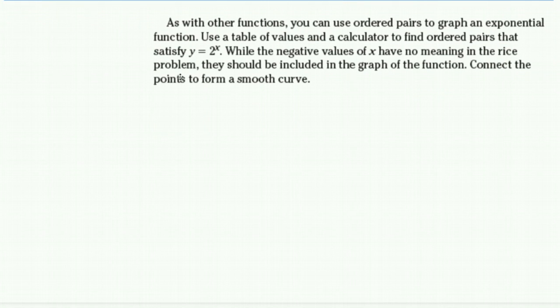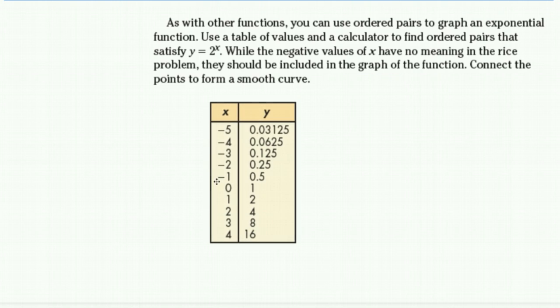Okay? So as with other functions, you can use ordered pairs to graph an exponential function. Use a table of values in a calculator to find ordered pairs that satisfy y equals 2 to the x power. While the negative values of x have no meaning in the Rice problem, they should be included in the graph of the function. Connect the points to form a smooth curve. So if we create a table of values such as this one, when x is equal to negative 5 using a calculator, we end up with 0.03125, and then go all the way down to when x is equal to 4, y is equal to 16, and when x is equal to 0, y is equal to 1.